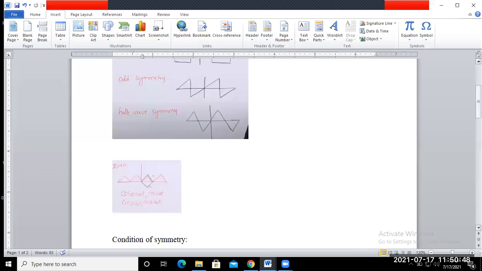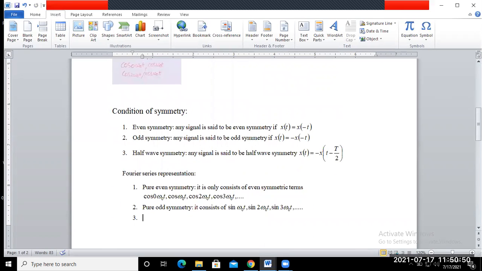Okay, so next one, if even and half wave symmetry both conditions are followed, that is figure number 1, then in the Fourier series only the cosine terms of the odd harmonics are present. That means cos omega naught t, cos 3 omega naught t, and cos 5 omega naught t, and so on.